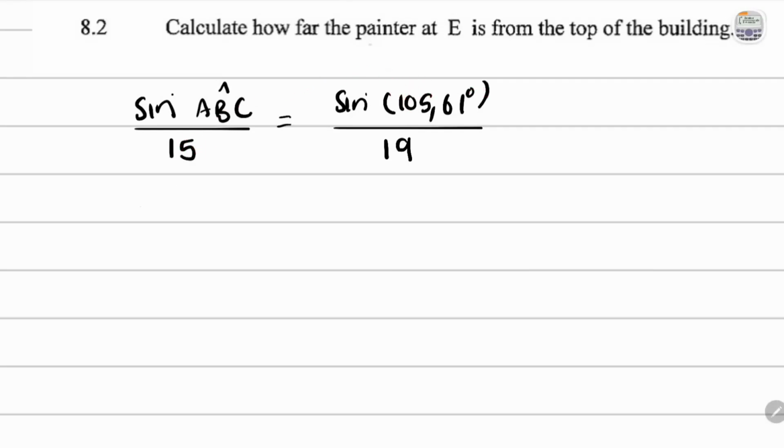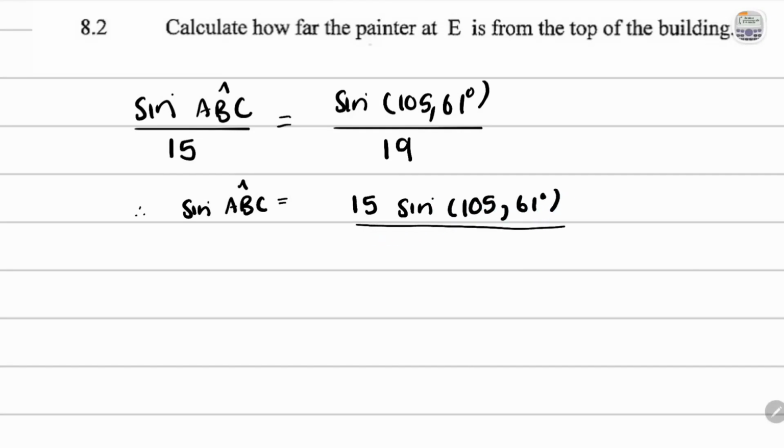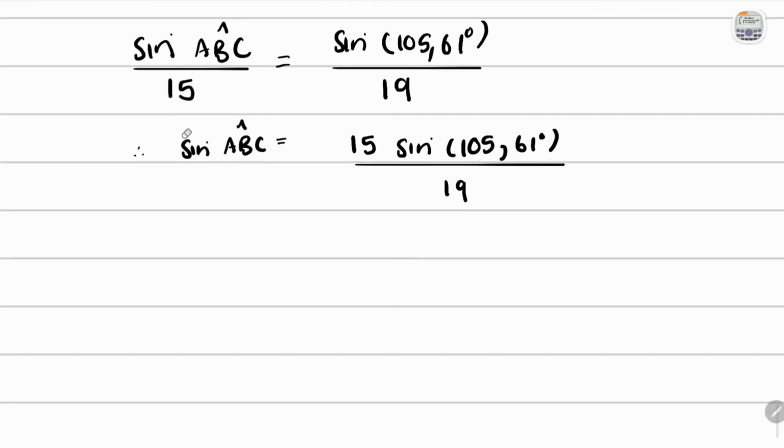In other words, you can multiply both sides by 15. So sine ABC is equal to 15 sine 105.61 degrees over 19. And then to solve for this angle, you can use the second function of sine. It's kind of like taking the inverse of sine. So ABC is equal to, it's going to become shift sine on the calculator and then everything here.